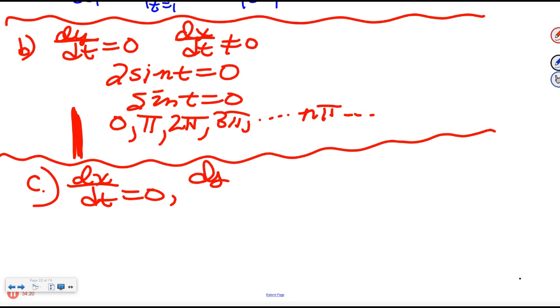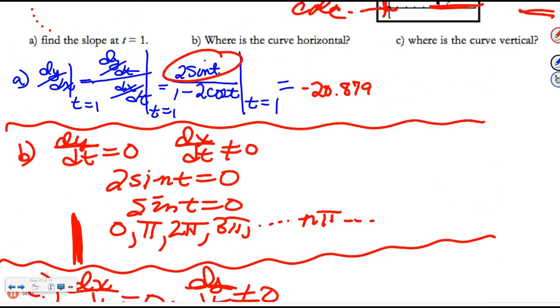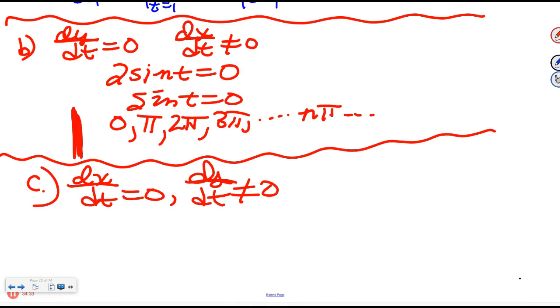But also, technically, you should keep this in mind, although College Board won't throw that at you. If you were in college, that would be an issue. So we have to go look at where our dx/dt equals 0. What's dx/dt? 1 minus.